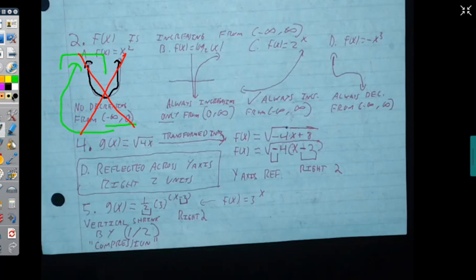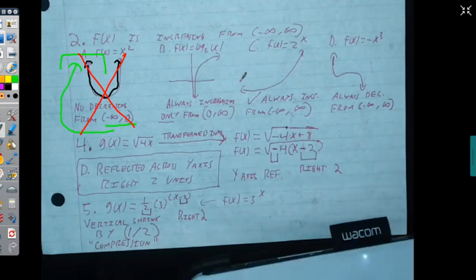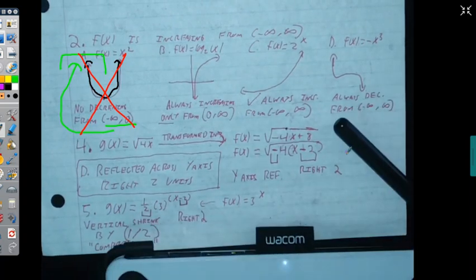For answer choice B, f of x is equal to the log base 2 of x. I also graphed this function in Desmos, and just as a quick tutorial on how to graph logarithms in Desmos, I'm going to pull up Desmos.